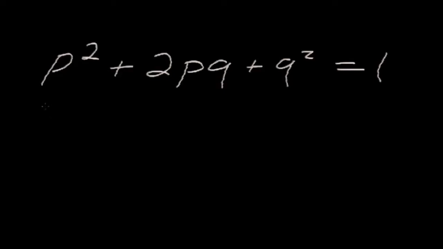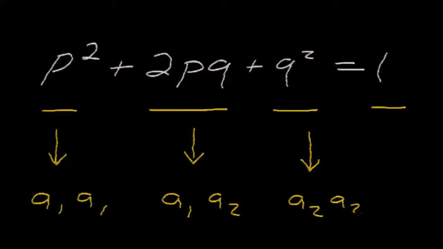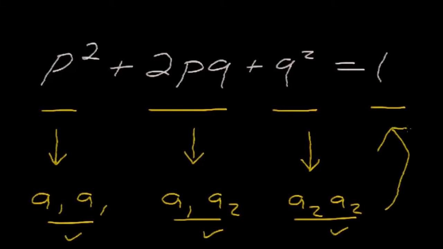The equation is p squared plus 2pq plus q squared equals 1. The p squared term in this equation represents the genotype frequency for A1, A1. The 2pq term represents the genotype frequency for A1, A2. And our q squared term represents the frequency of genotype A2, A2. So remember that the sum of our genotype frequencies, 1, 2, and 3 here, should always add up to 1.